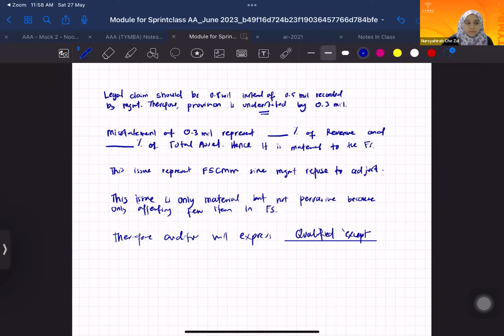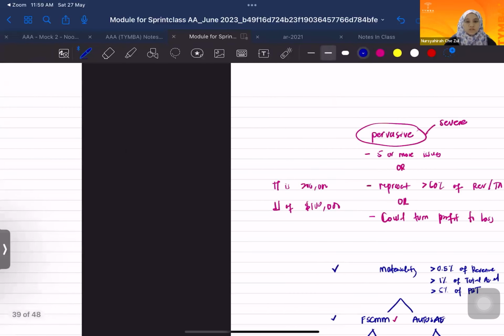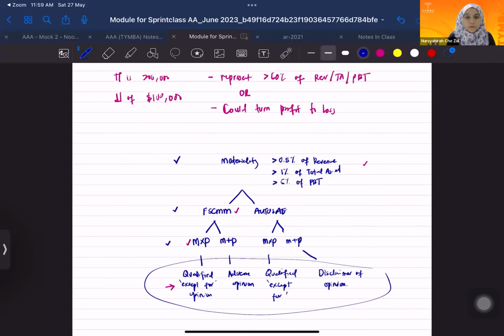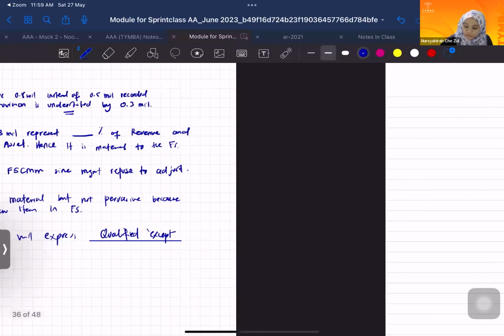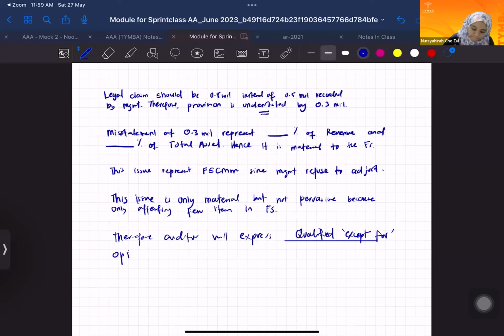Qualified opinion represents either one of these, like a general term. If we are going to issue a clean report, we say unqualified opinion. If it is not good, then the general term would be qualified opinion. But which of the qualified opinions? It could be this, and this. So be clear: qualified "except for" opinion.